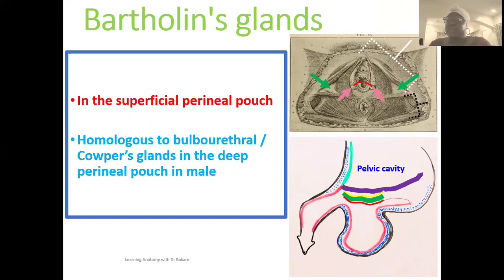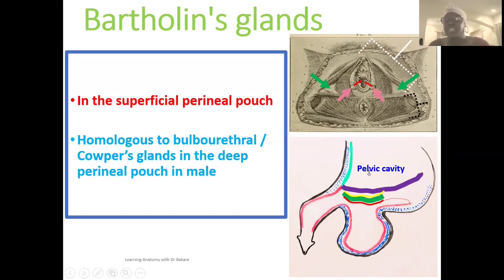Remember when we described the position of the Bartholin's gland, we said that this gland is located within the superficial perineal pouch, and this is a homologous structure to the bulbourethral gland that can also be referred to as the Cowper's gland in male, although this gland is located within the deep perineal pouch. Let's try and use this lower image to describe where the bulbourethral gland or the Cowper's gland is located in male.